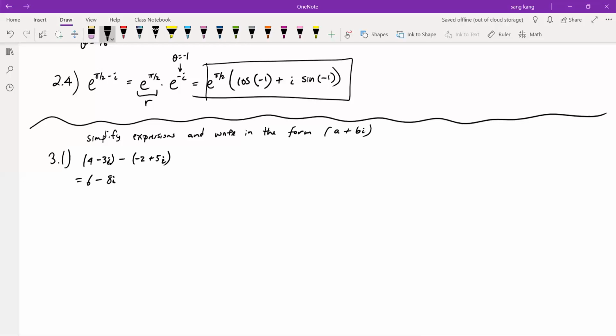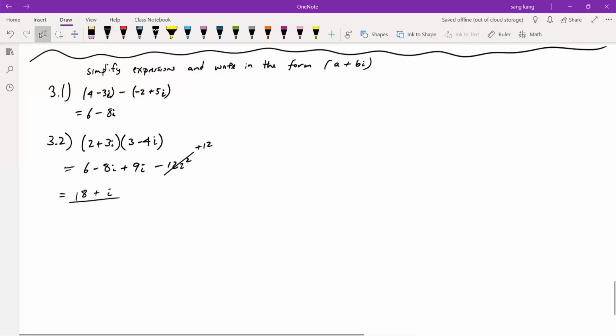Again, this is almost basically like addition and subtraction of real numbers, but we're grouping the imaginaries separately, right? So same with multiplication. We multiply this out, we get 6 minus 8i plus 9i minus 12i squared. We know i squared is -1, so this becomes positive 12. We'll add that to the 6, we get 18 plus i. So there's our simplified answer in terms of a plus bi.